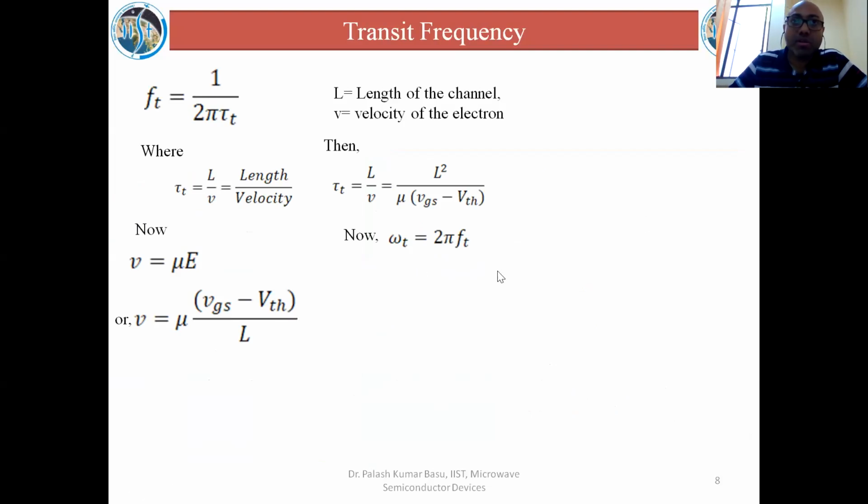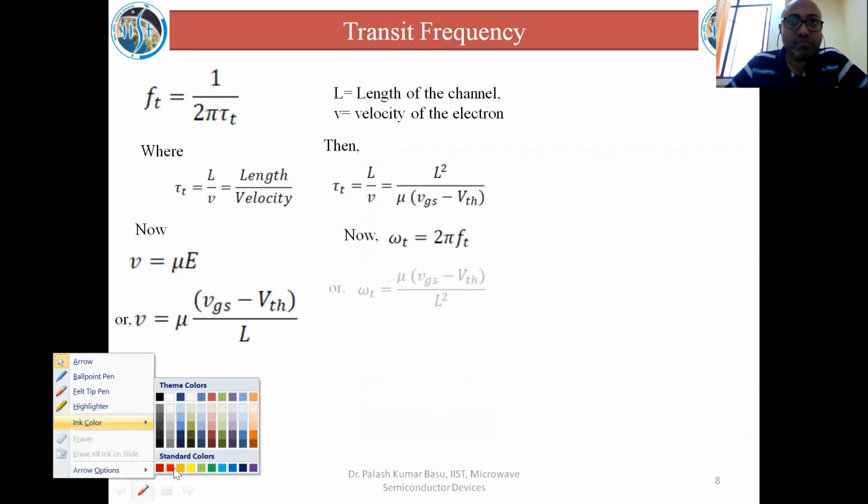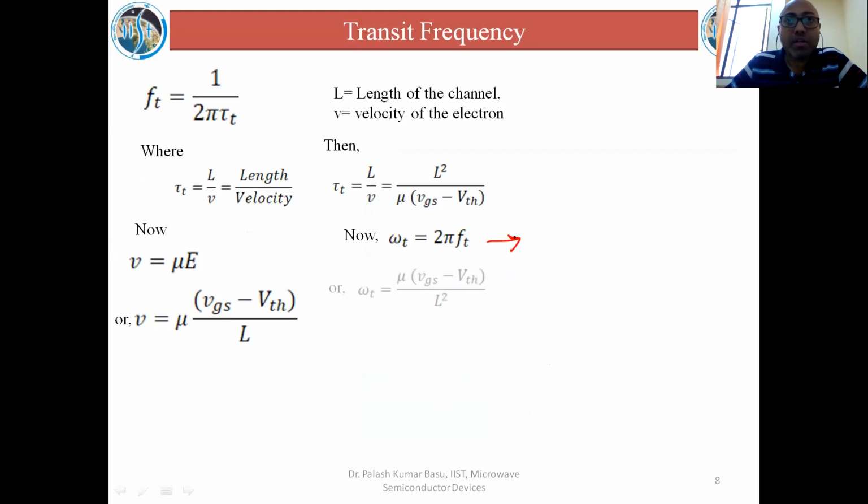So this is my angular frequency. You see that part? So 2 pi ft, and ft is equal to 1 by 2 pi tau t. So you put all these things, so you will get, sorry, wt is equal to mu (vgs minus v threshold) by L square.